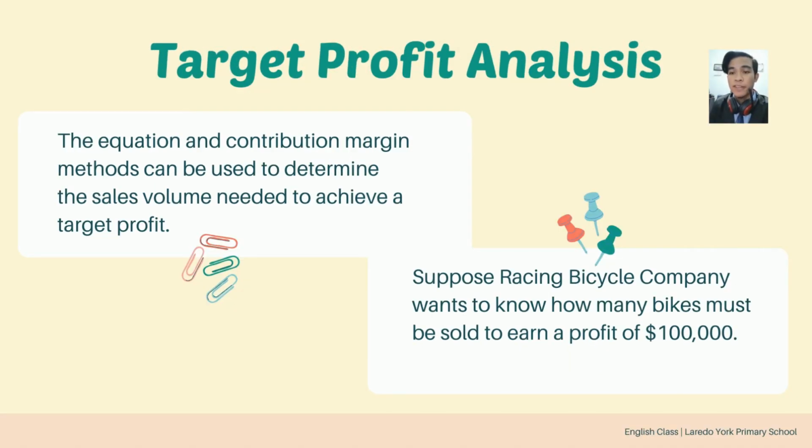Target profit analysis. The equation and contribution margin methods can be used to determine the sales volume needed to achieve a target profit. We can use either method to determine the revenue or units needed to achieve a target level of profit. Suppose RBC wants to earn a net income of $100,000. How many bikes must the company sell to achieve this profit level?